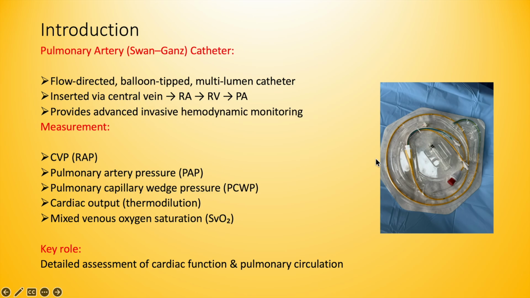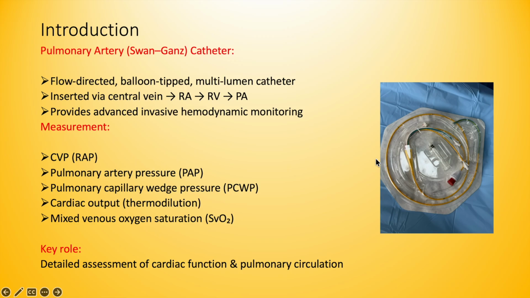Pulmonary artery catheter, commonly known as a Swan-Ganz catheter. It is a flow-directed balloon tip multilumen catheter. What does it mean? That balloon at the tip of the PA catheter allows the catheter to float along with the blood flow. That's why it is called a flow-directed balloon tip multilumen catheter. It can be inserted by any central vein, either by IJV or subclavian. Then it passes through the RA, then RV, and ultimately goes into the pulmonary artery.